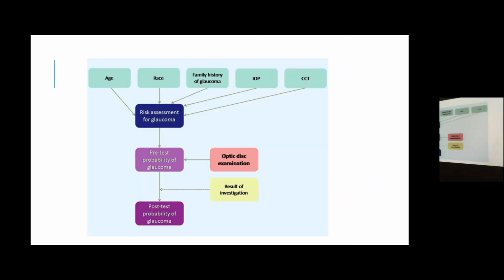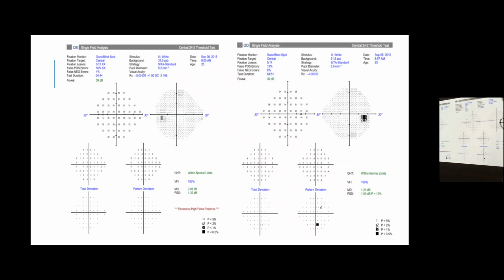So you need to take the age, the race, family history, IOP, corneal thickness to give us a risk assessment of glaucoma. And then we examine the patient clinically and we have a pre-test probability of having glaucoma. And then we do the test, and then we have the post-test probability of glaucoma. So better often disc sizes also vary.